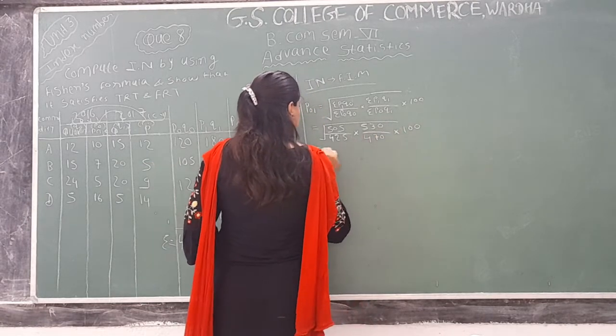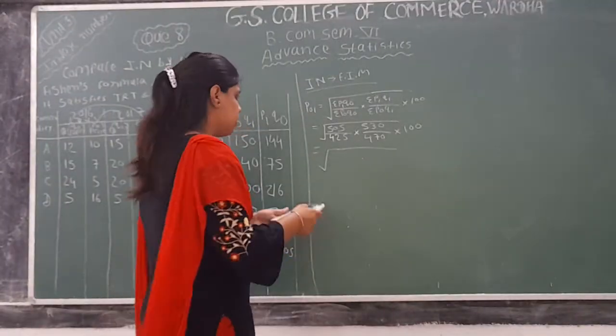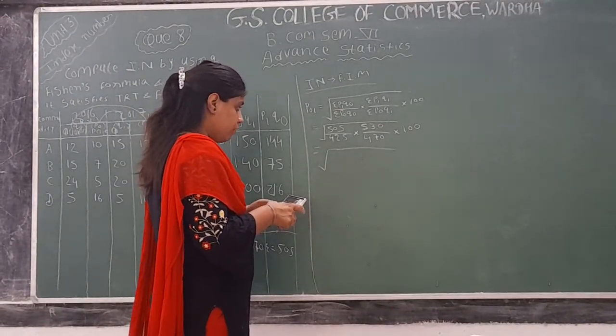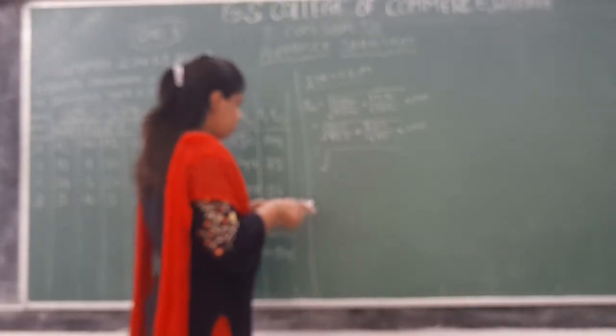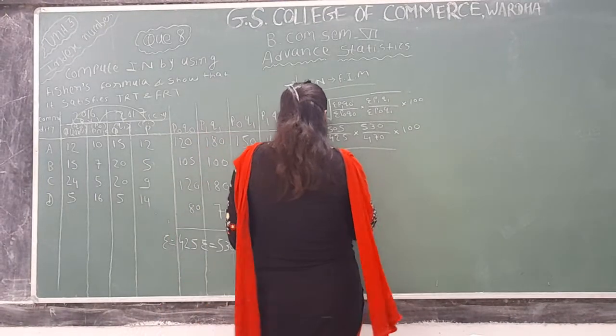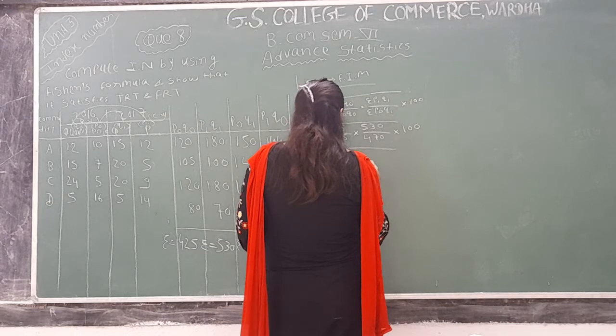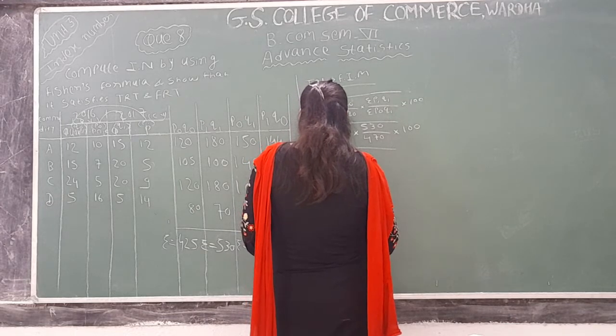After that we have to simplify it. 505 divided by 425 comes to 1.1882.